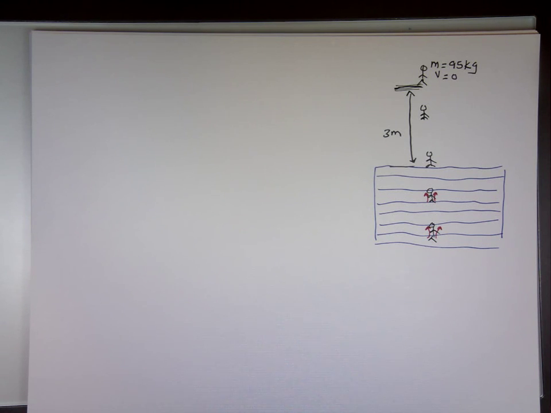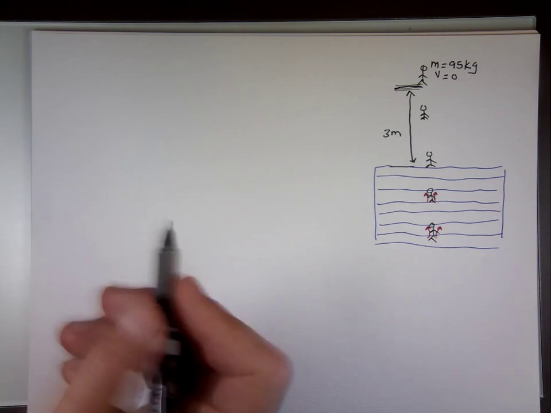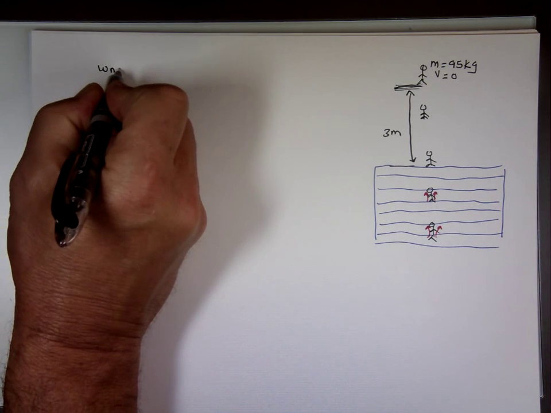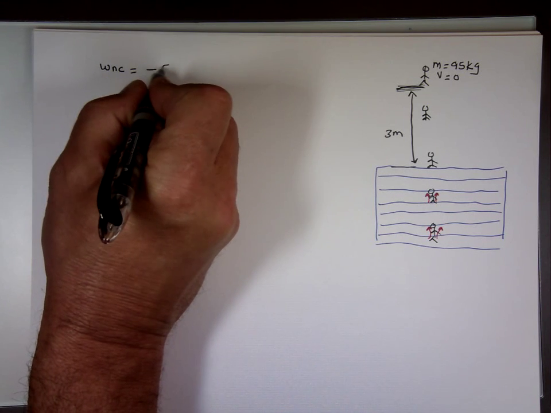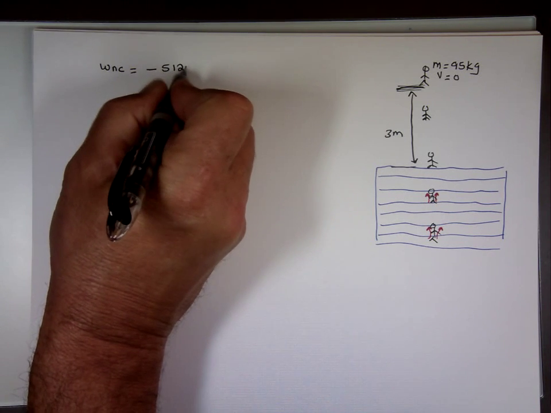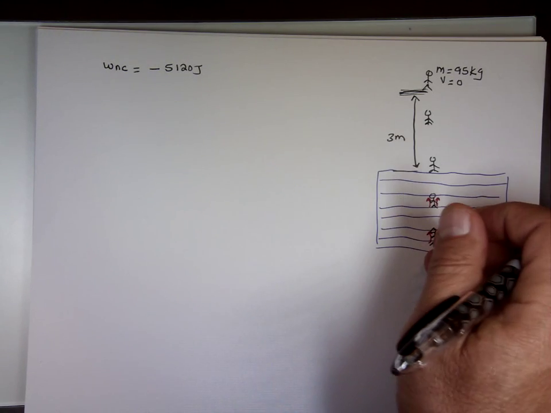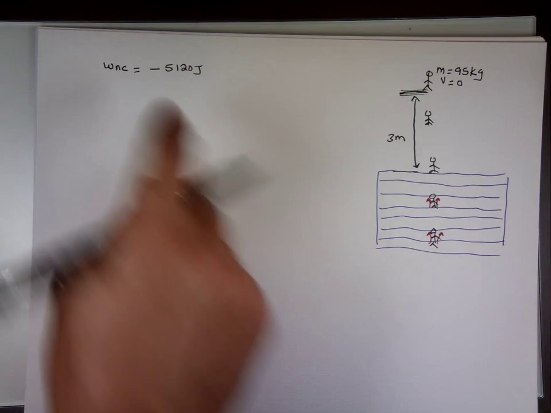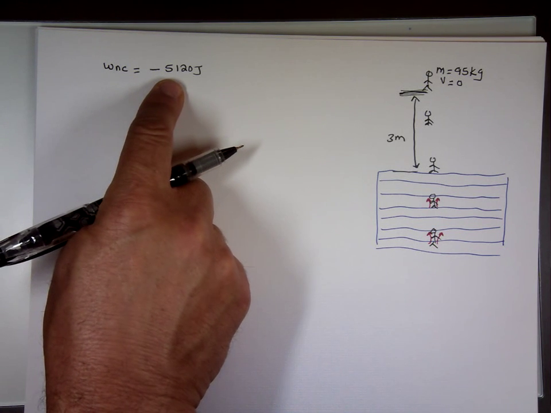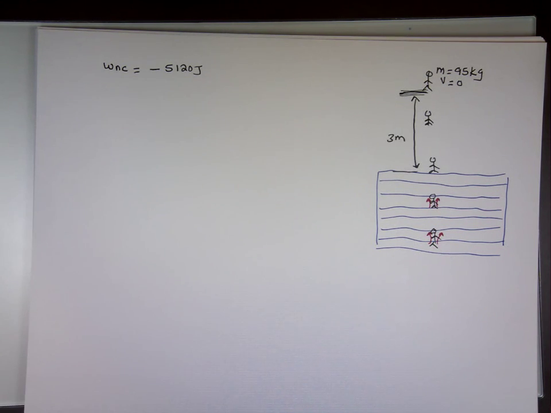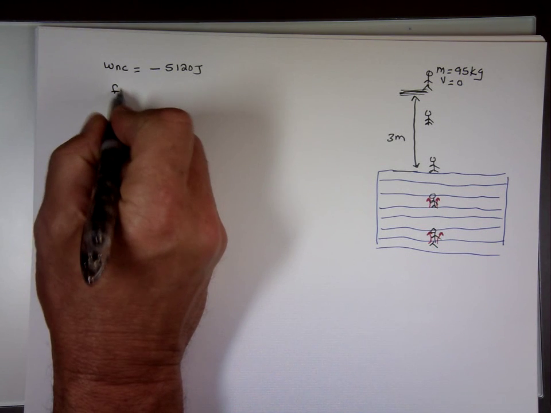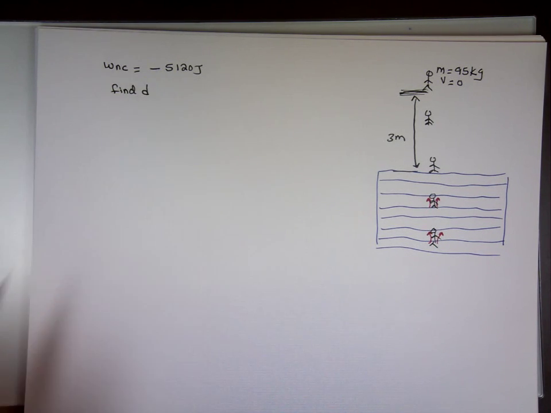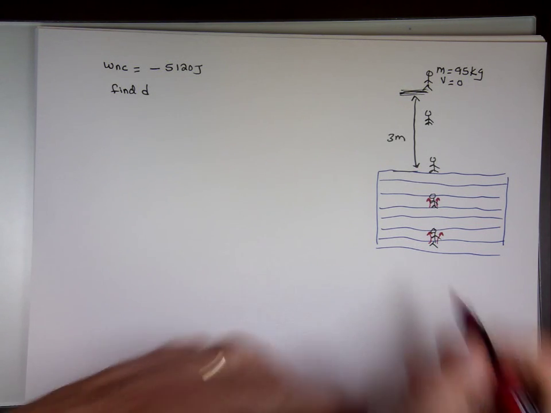Let's assume somebody gave us the work done by the non-conservative force. That's the friction. Should be a negative number. It's negative 5,120 joules. So as you're traveling through the water here, the friction rubbing against you, you lost 5,120 joules of energy. The question is, how deep did you travel? What is D? And D is the distance to your feet from the surface of the water. That's D.